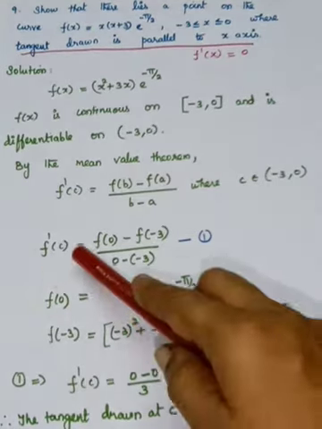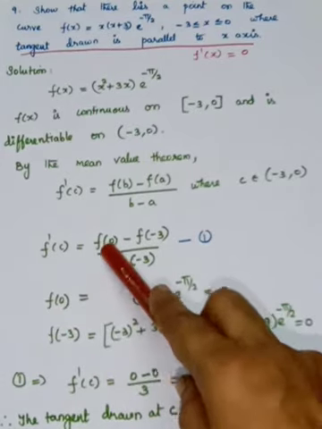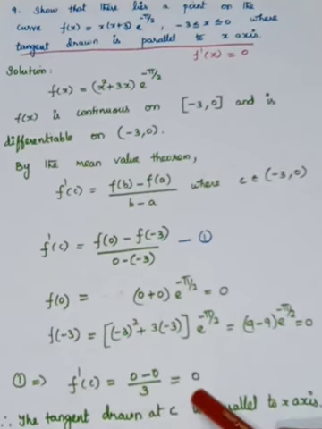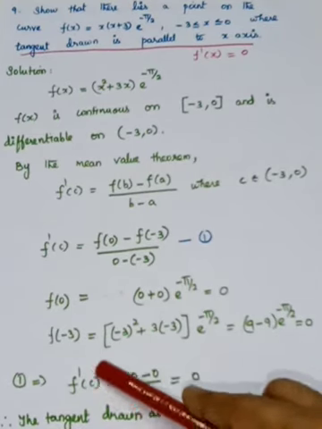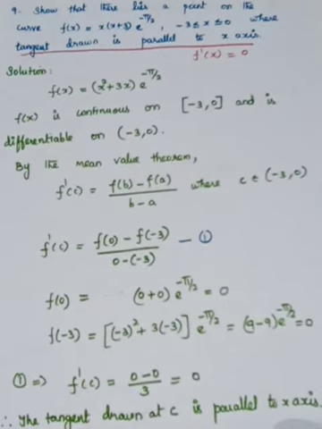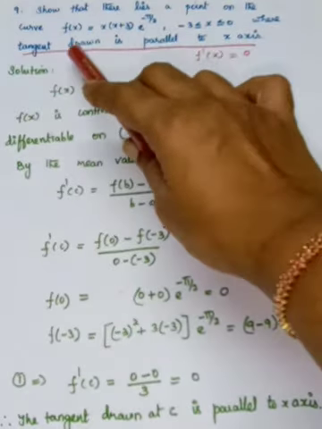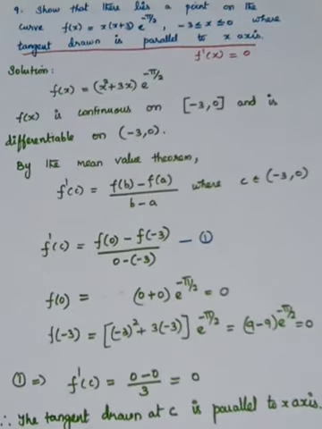Okay, so you come to f dash of c. So that is, in the new, this value 0 minus 0 divided by 3. So the answer is 0. So f dash of c is equal to 0 means the tangent drawn at c is parallel to x-axis because the slope is equal to 0. If the slope is equal to 0 means the tangent drawn at c is parallel to x-axis. So we have proved there lies a point on the curve where the tangent is parallel to x-axis.